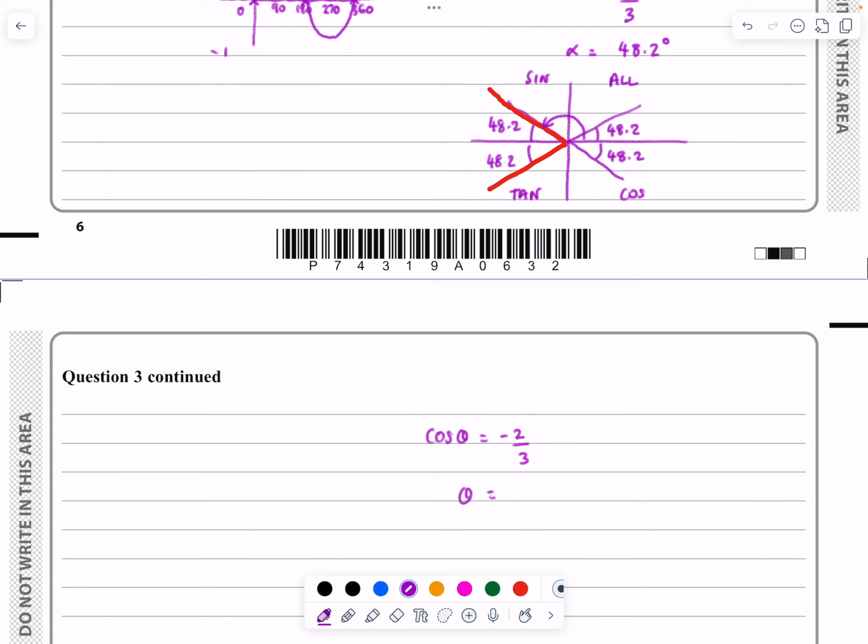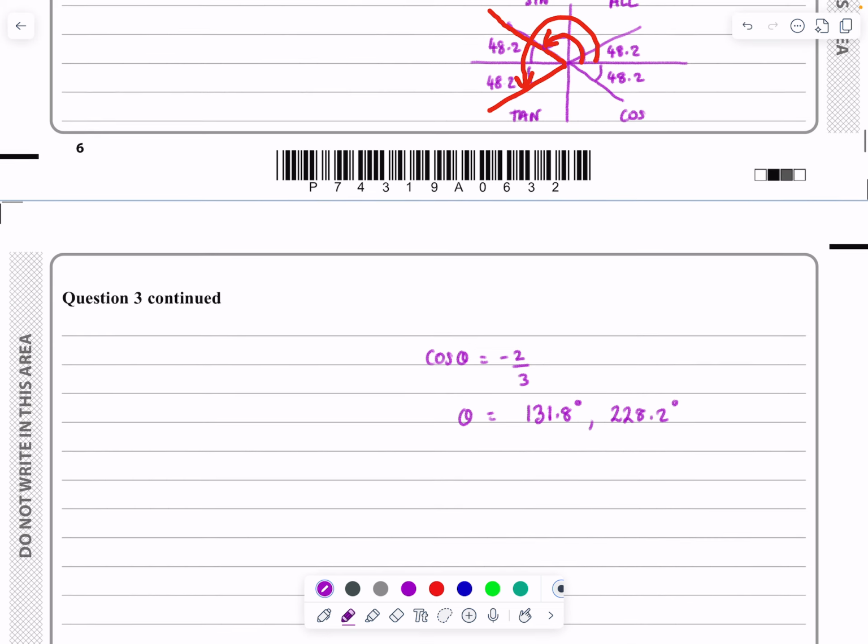let's go through it again, I'm going to get this angle here which will be 180 minus 48.2. 180 minus 48.2 would give me 131.8 degrees, or the second one that it could be is this angle all the way around there, which this time is 180 plus 48.2, so that gives me 228.2, and that's all my answers together.